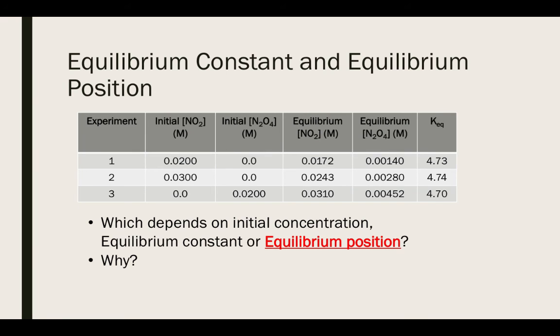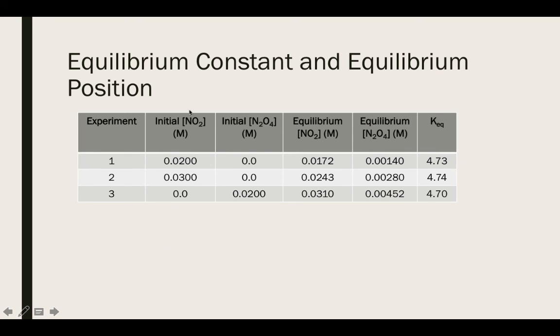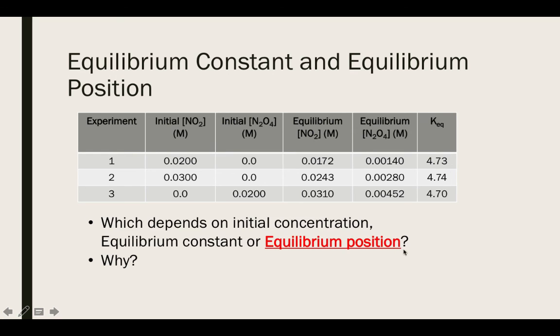Let's now look at equilibrium constants and equilibrium positions. Here we have a set of initial conditions before equilibrium is achieved. Then we have our equilibrium position, which is the set of concentrations at equilibrium, and our calculated K values for each system. Notice that in each case, the K value has remained relatively unchanged, though the equilibrium position is quite different. This tells us that even though the position is different, the ratio will remain the same to give us the same K value. Therefore, equilibrium position depends on initial concentration, while equilibrium constant does not.